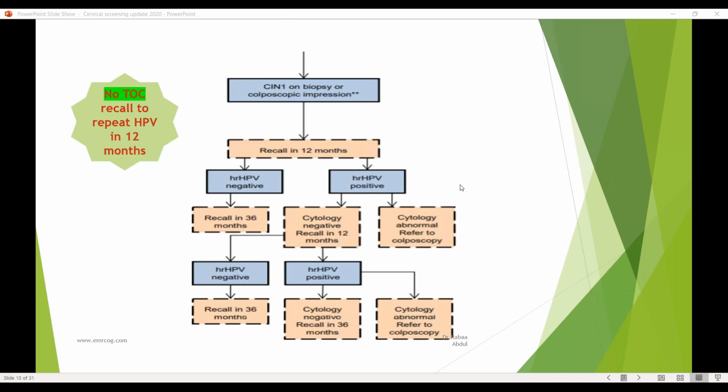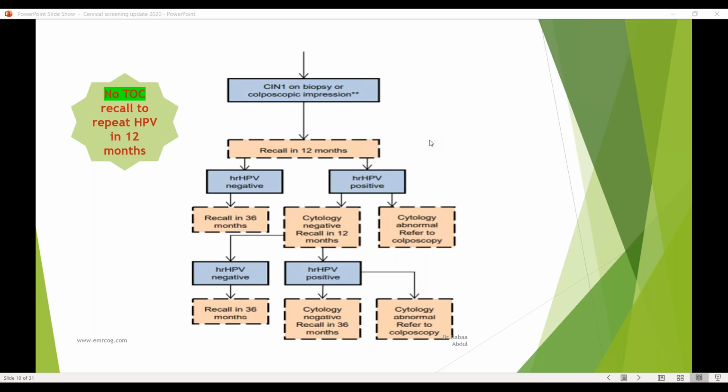So here comes this slide. CIN1 on biopsy or colposcopic impression. So I will recall the patient in 12 months. Patient HPV negative, so I will recall in 36 months. Unfortunately, this was not the case. The case is that Miss X comes to me after 1 year and I have found that her HPV came positive. So I will give her another chance.